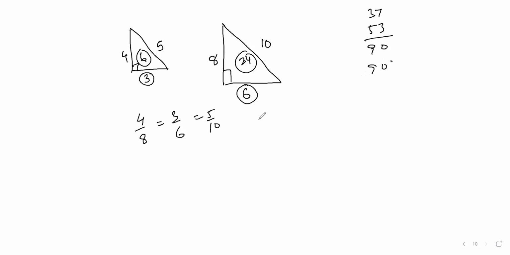But yeah, if you take 3 by 6, which is half, and if you square it, you'll get the ratio of the areas, which I've proved: 6 here and 24 here. Understood? So that's it for triangles.